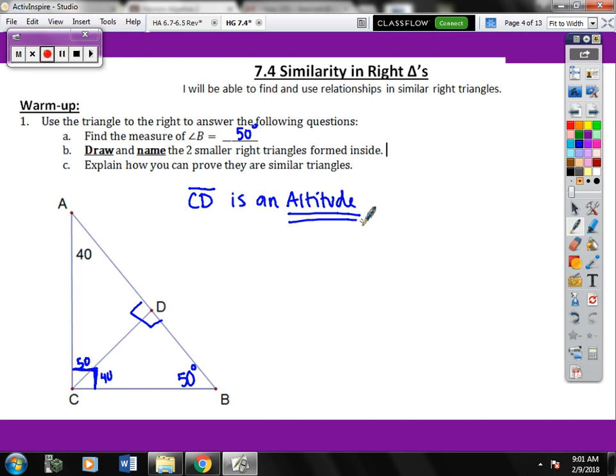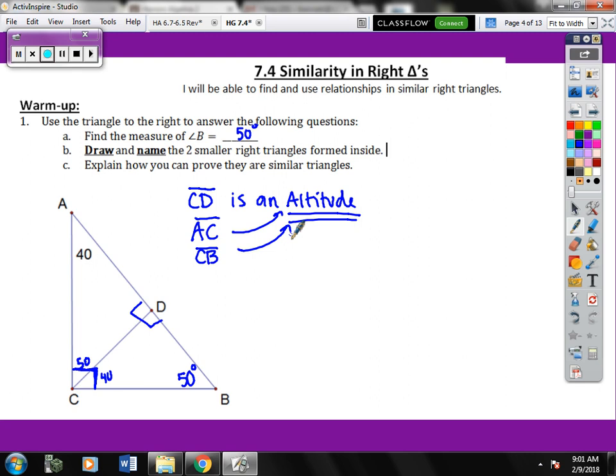If you remember, there are 3 altitudes that can be drawn in any shape. Sometimes we had those weird altitudes that would fall outside of the shape, like the little dashed line, where we had to extend it. But technically, CD is an altitude. AC is also an altitude, because it's a side, but it's also perpendicular, and CB. Those are also altitudes. So you have 3 of them. In a right triangle, 2 of them are actually legs of the triangle.